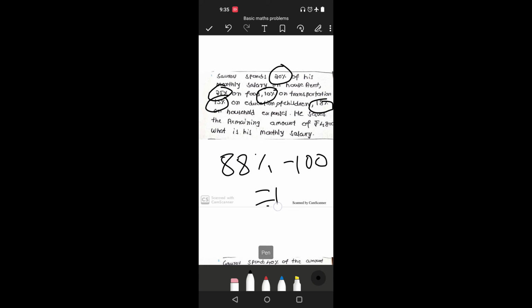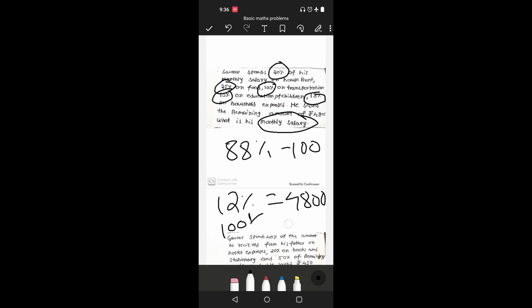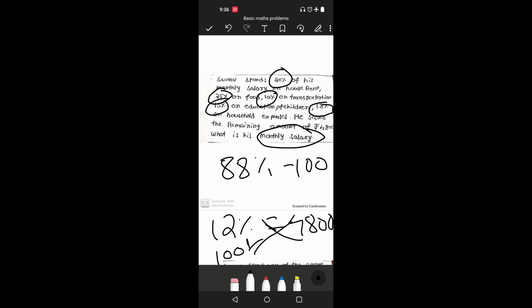That is 12% is the savings, and they have given this 12% is equal to 4,800. So what do we need? We need the total monthly salary. So that is why we need the 100%. You can go for the cross multiplication here and you will get the answer. This calculation will come like 4,800 divided by 12 into 100. So 12 ones are 12, 4s are, so it will become 40,000 rupees. So 40,000 rupees is your answer.